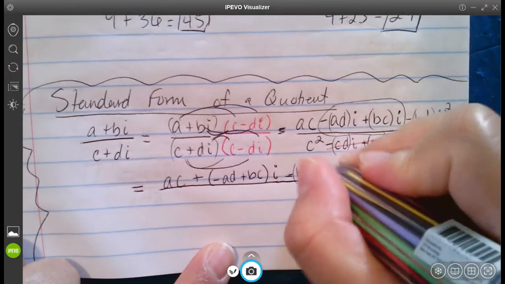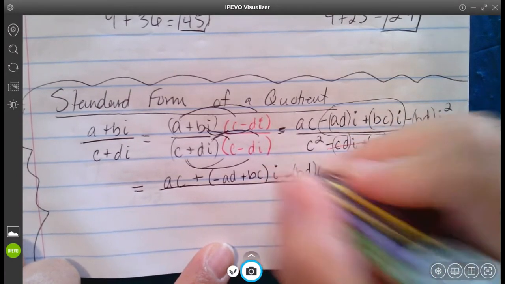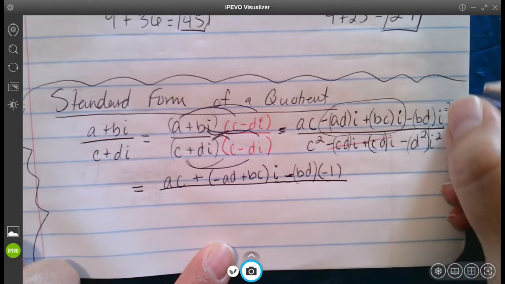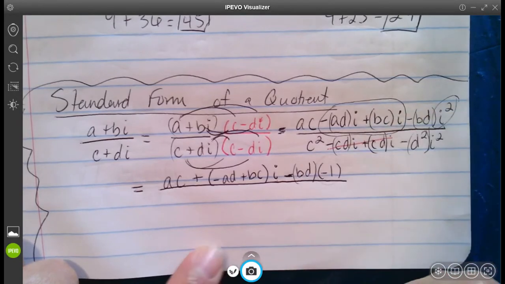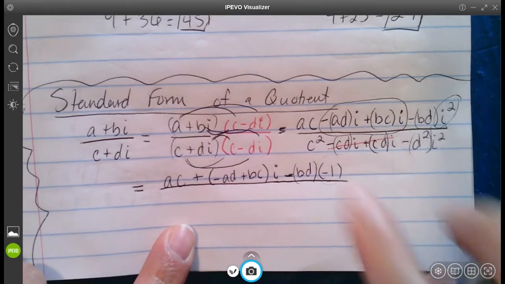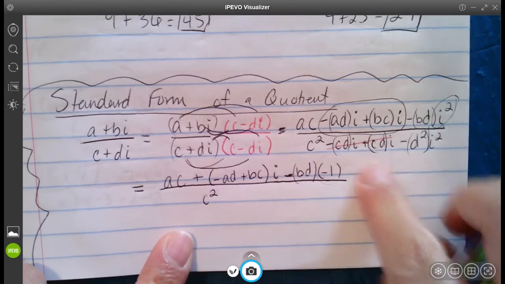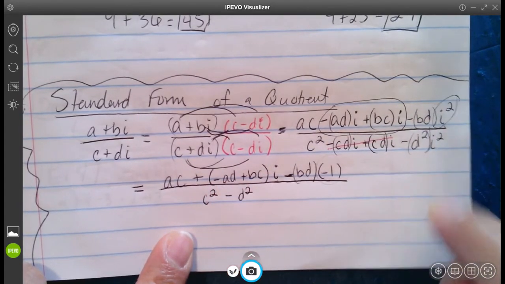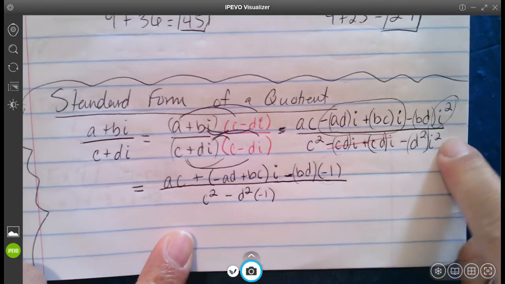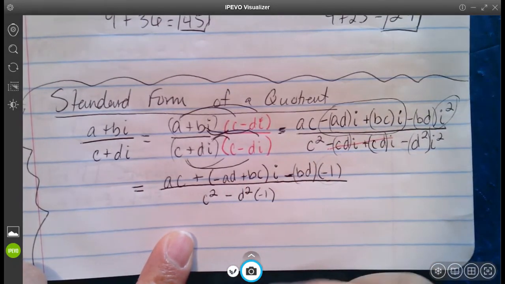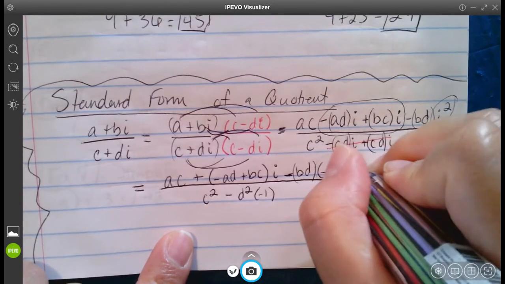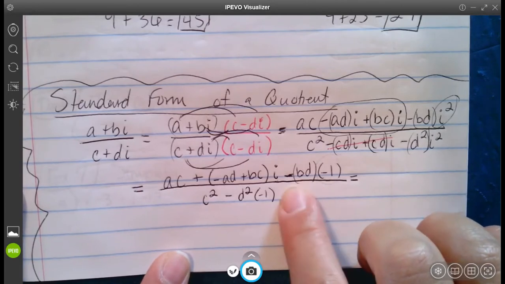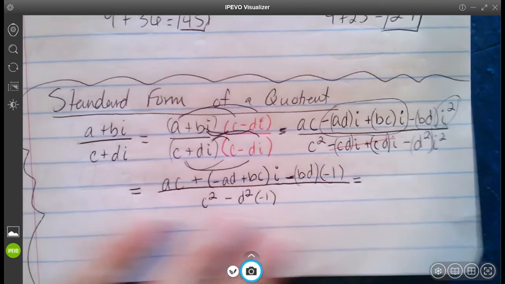Remember that the i squared is negative 1. Okay, this is negative 1 right here. So be careful with that. Remember this part is this part, okay? And then on the bottom, we have c squared minus d squared, again, times negative 1. Because again, the i squared is negative 1, okay? We're going to continue simplifying if we can. It looks like I can simplify this part. I'm going to go ahead. I think I can squeeze it in here.